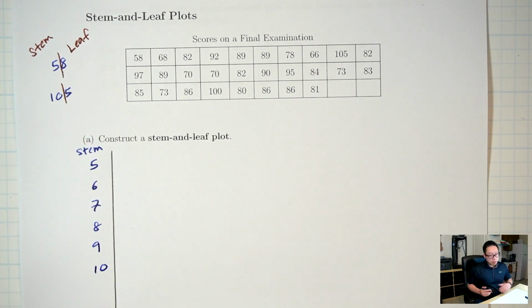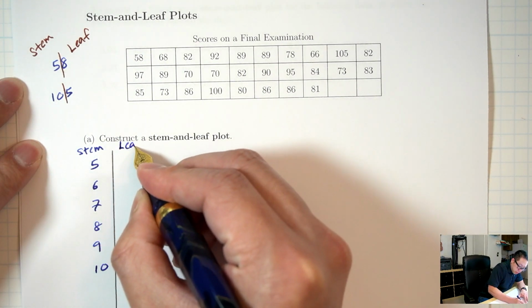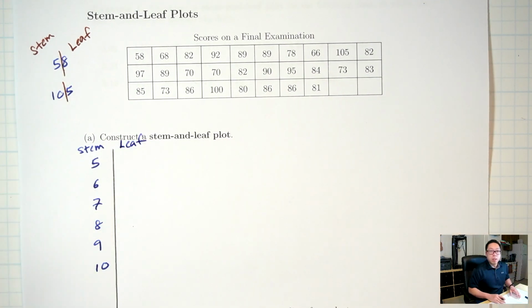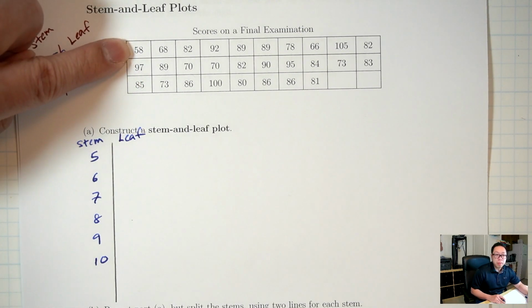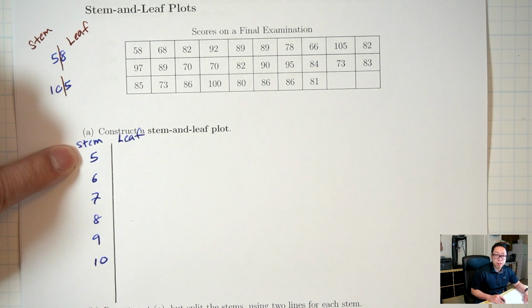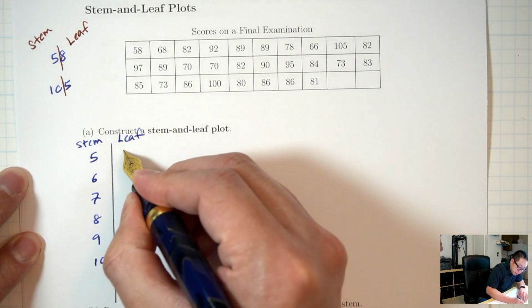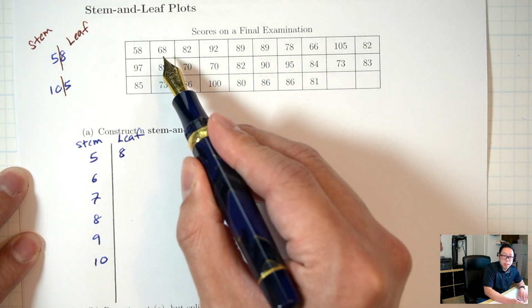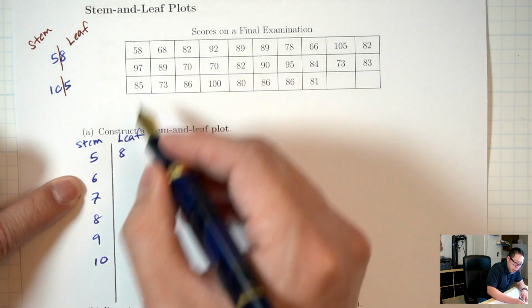And on the right side are going to be my leaves. And the way you make a stem and leaf plot is, I'm going to go through my data and write down the leaf that goes with each stem. So 58 goes with the 5, and we're just going to write down the leaf, the very last digit. So I'm just going to write down the 8. Okay, next up is 68. 68 is going to go with the 6. And we're just going to write down the very last digit.